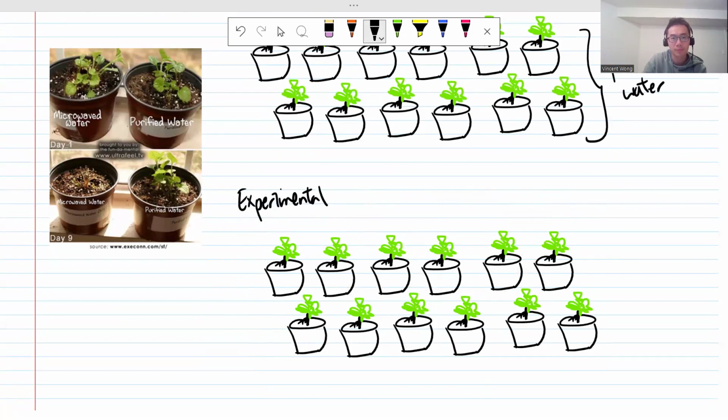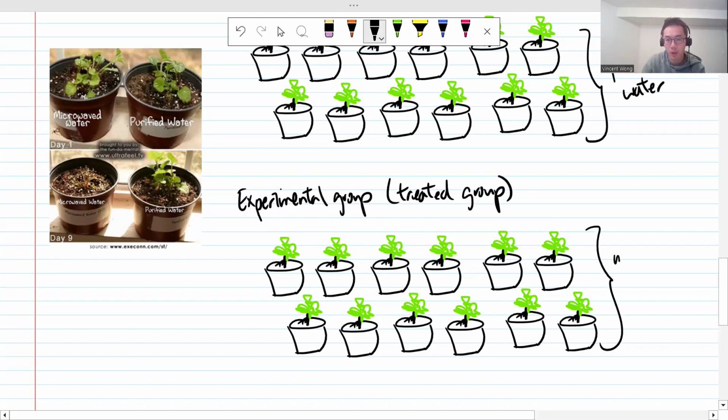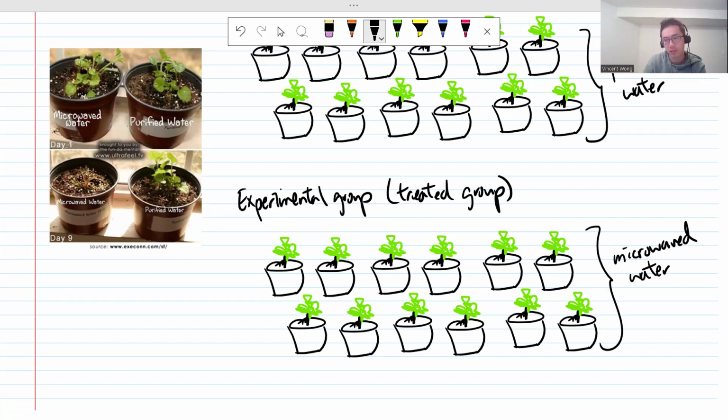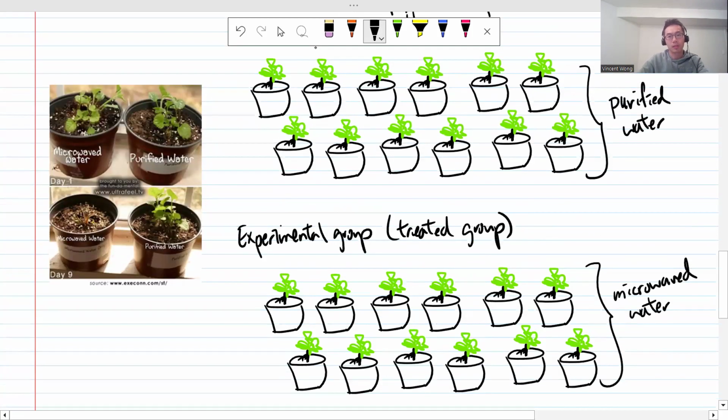And then over here, we're going to have our experimental group, also known as the treated group. This is the group that's going to be receiving the modification. So they will be watered with microwaved water. And again, just to reiterate, this is water that has been microwaved, but then cooled back down to room temperature before you water them. So we have two groups here.